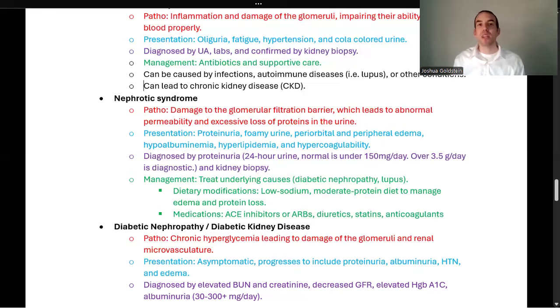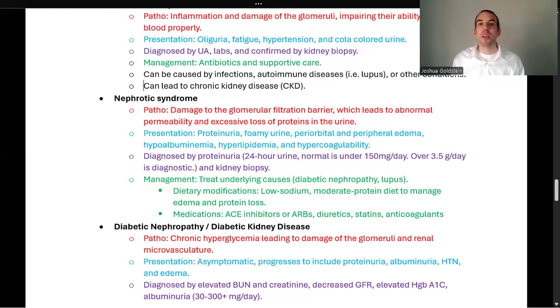Next, we have nephrotic syndrome. Like I said, some books are putting nephrotic syndrome as a subclass of glomerular nephritis. It is also the problem with the glomerular. And over here, the pathophysiology is that damage to the glomerular filtration barrier leads to abnormal permeability. And the classic sign, or the classic definition of nephrotic syndrome, is massive loss of protein in the urine.